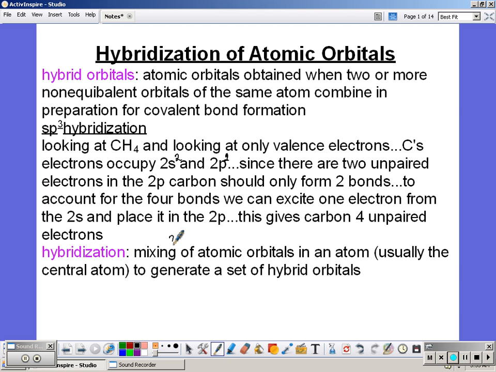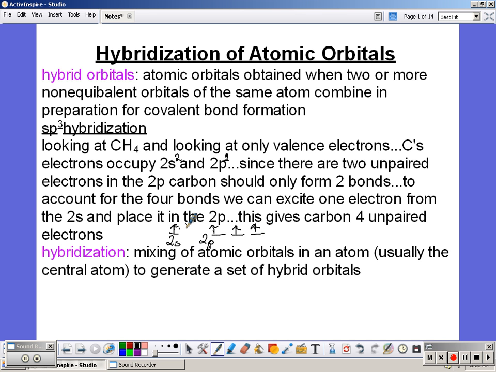So if you think about the 2s and the 2p, carbon has two electrons in each. If we were to excite one of those from the 2s and place it in the 2p, we now have four possible bonding electrons. So hybridization is the mixing of the atomic orbitals in an atom, usually the central atom, to generate a set of hybrid orbitals.